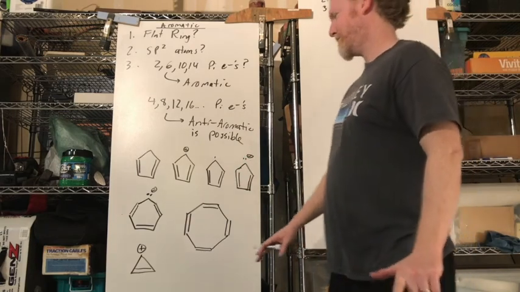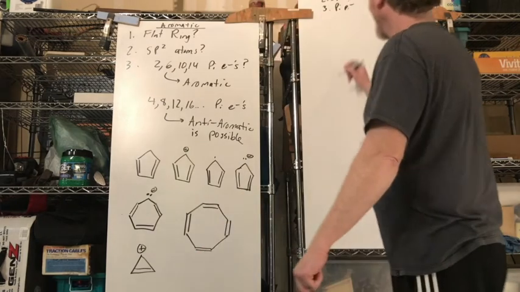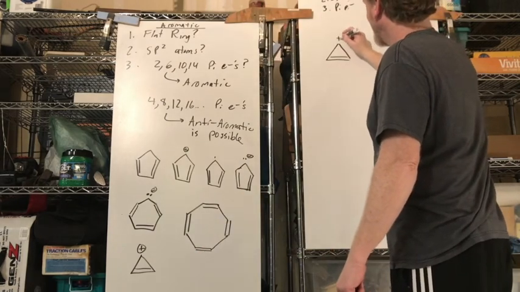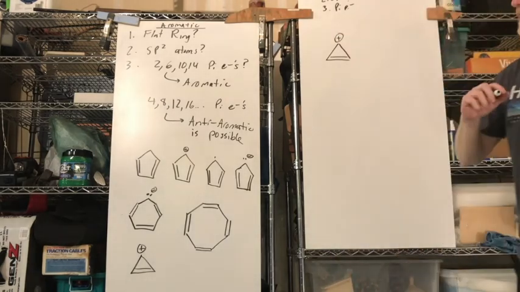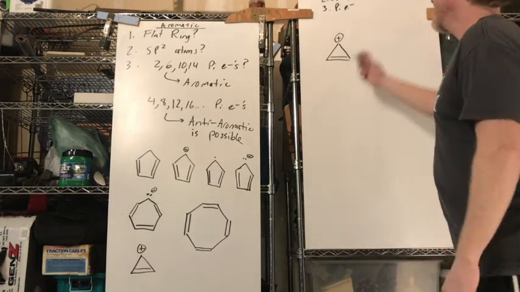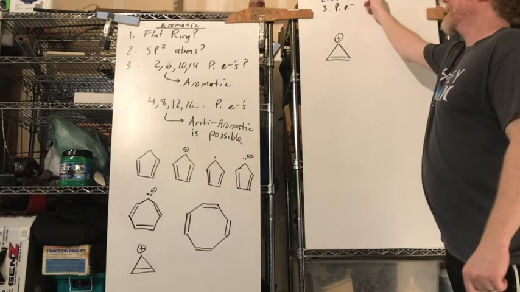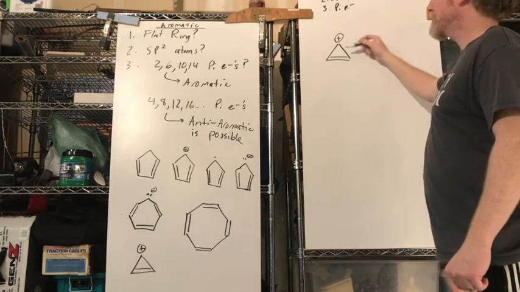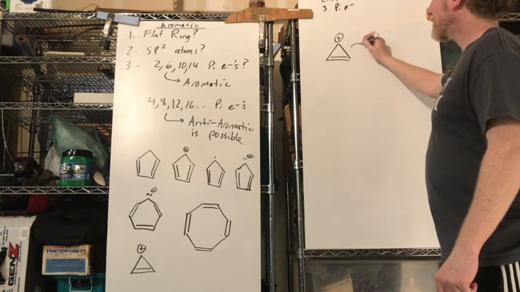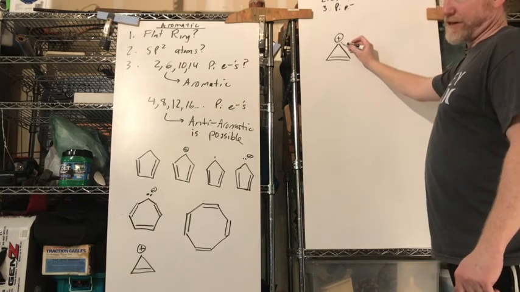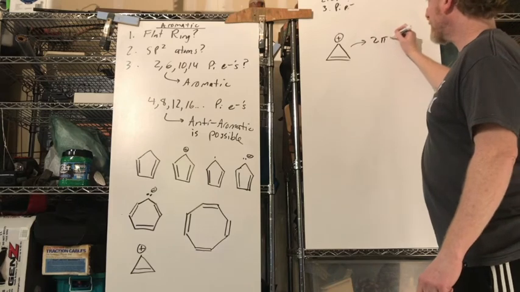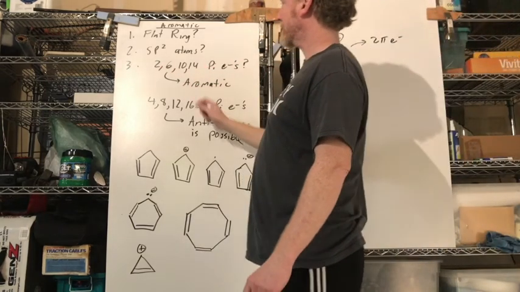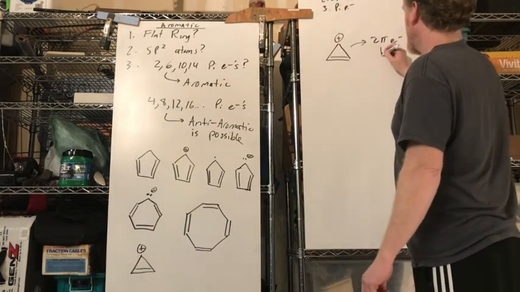All right, so okay, let's do this one. Here we go. Can it be a flat ring? Yes. Can it be sp2 all the way around? Should be sp2 all the way around. What's the pi electron count? So no pi electrons there, 2 pi electrons there, and what does that fall under? Ooh, aromatic. It's a new aromatic one. So this guy is aromatic.